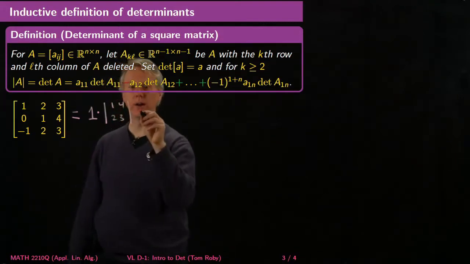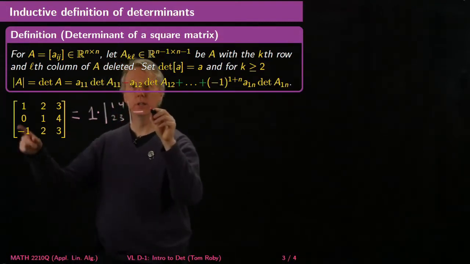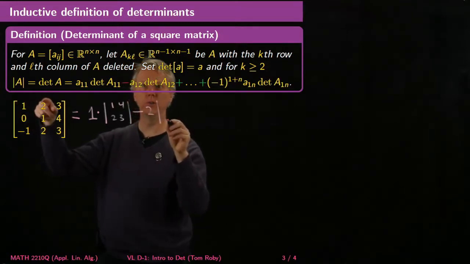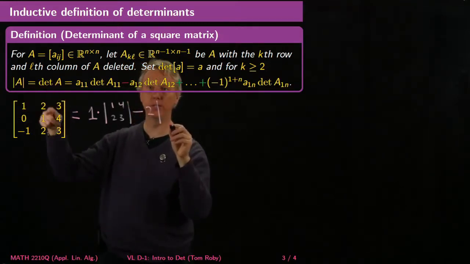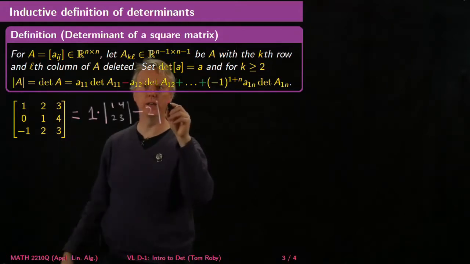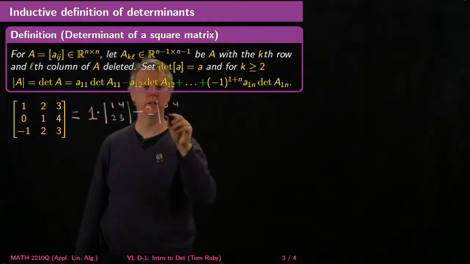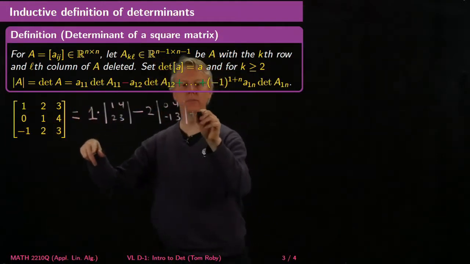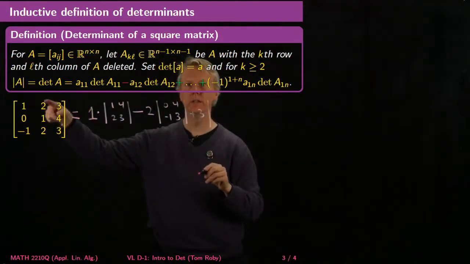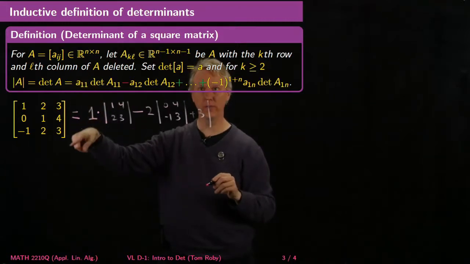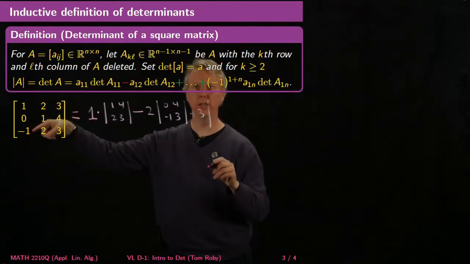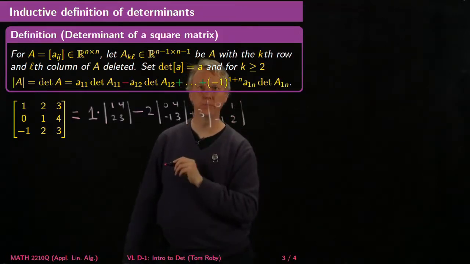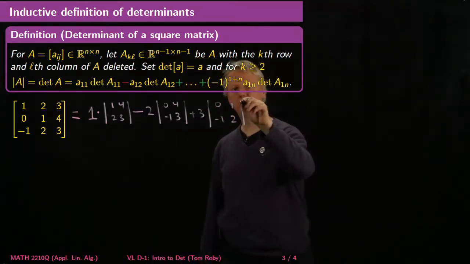Okay? And now I subtract 2, because I'm expanding across this top row, 2 times what I get when I delete that row and the second column, so 0, 4, negative 1, 3. And then I add back 3 times the determinant of what I get when I delete that first row and this one, so 0, 1, negative 1, 2. Okay? So does that make sense?